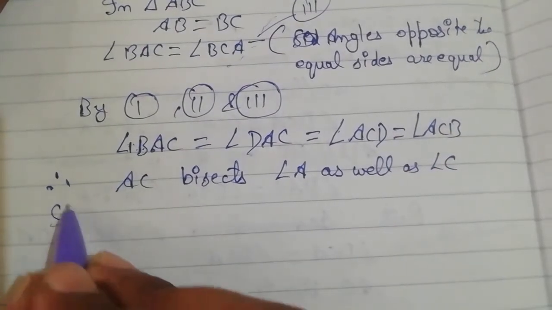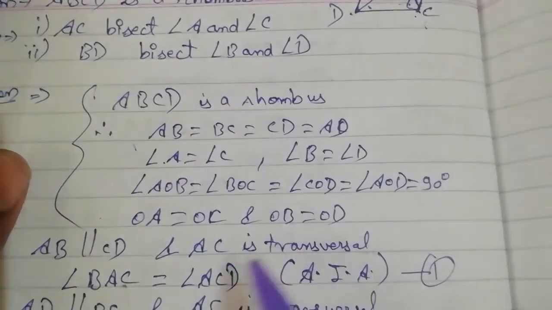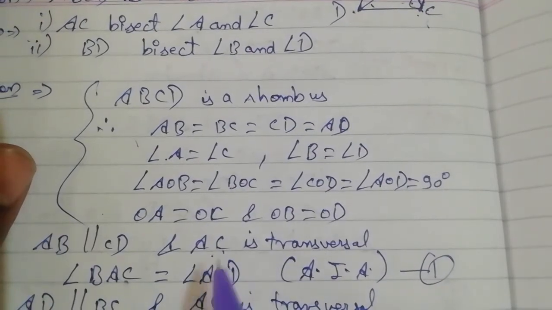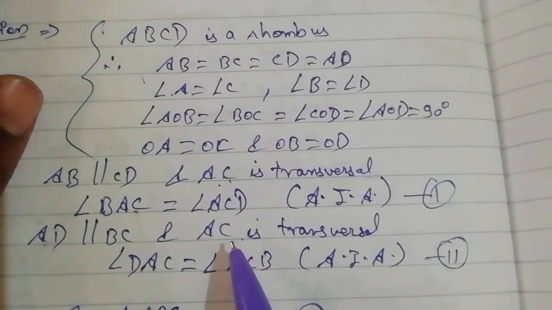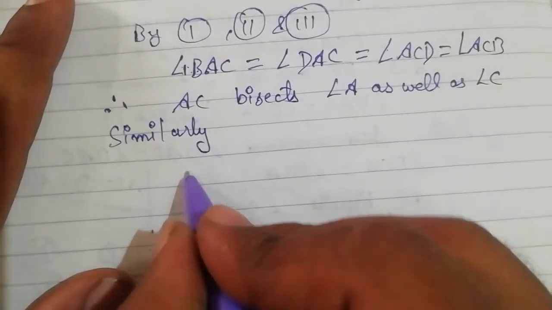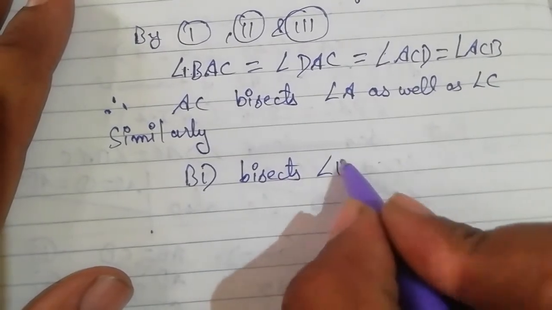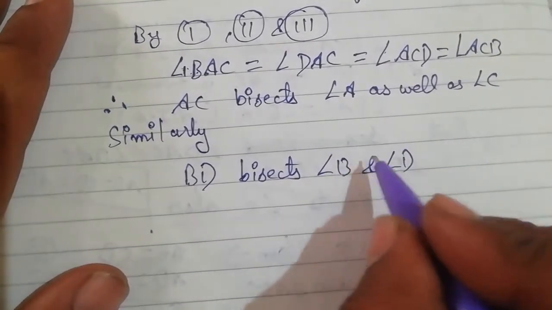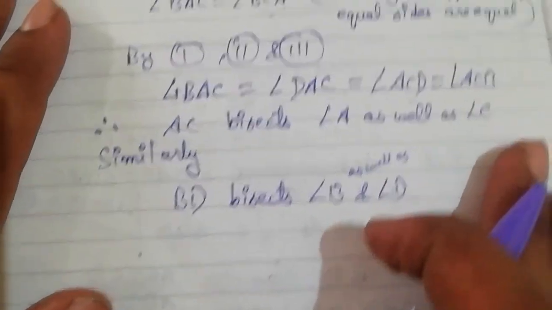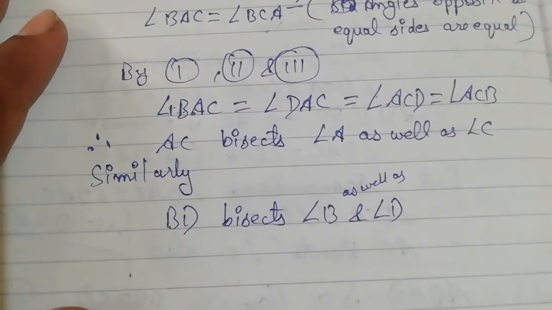Similarly, all you need to do is just take BD as transversal. Here BD as transversal, here also. By this change only you can prove here that BD bisects angle B and angle D. So in this way you have to prove all the questions.